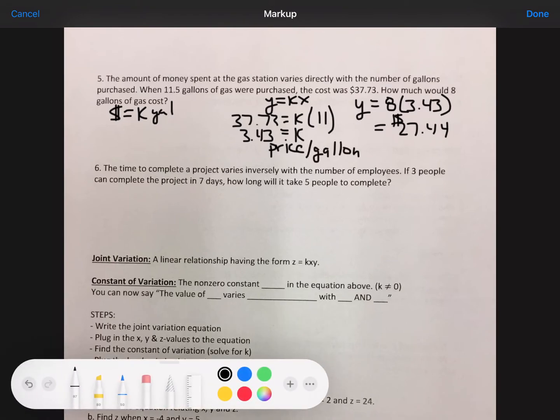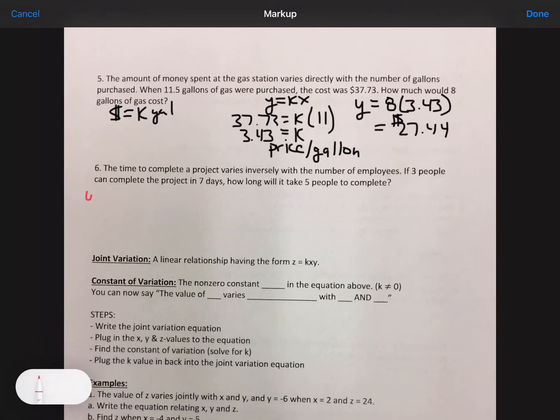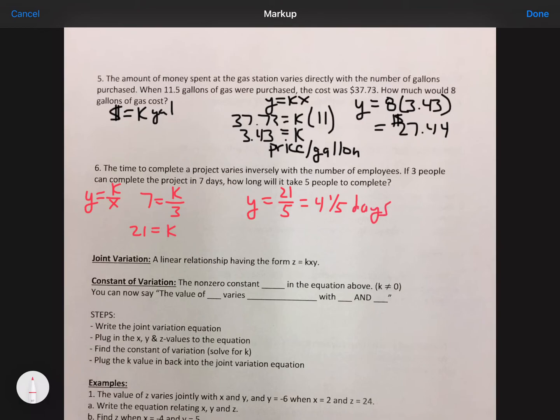Okay. The time it takes to complete a project varies inversely with the number of employees. If 3 people can complete the project in 7 days, how long will it take 5 people? So y equals k over x. So we know 3 people takes 7 days. So 7 equals k over 3. So in this case, k is 21. So how long will it take 5 people? y equals 21 over 5, which is 4 1/5 days to complete.